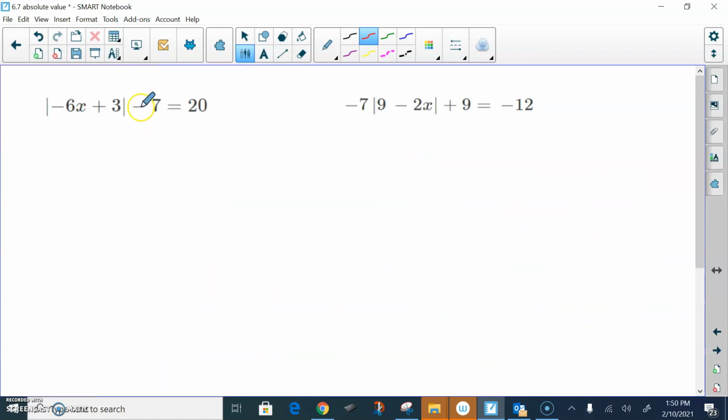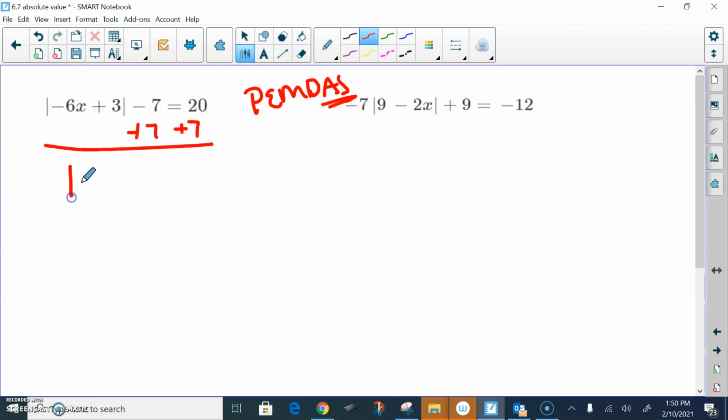What happens if there's something other than the absolute value bar? We've got to get rid of that before we do it twice. So we're going to use that reverse order of operations. So we're going to get rid of this addition subtraction first. We're going to add 7 to both sides. Now we're ready to do it twice, once with a negative and once with a positive.